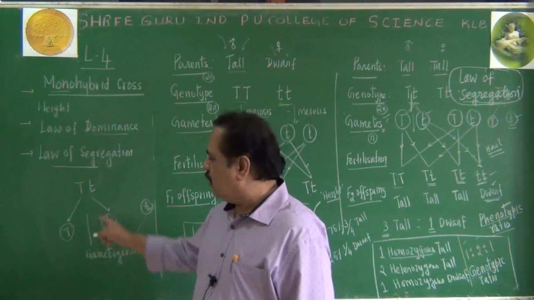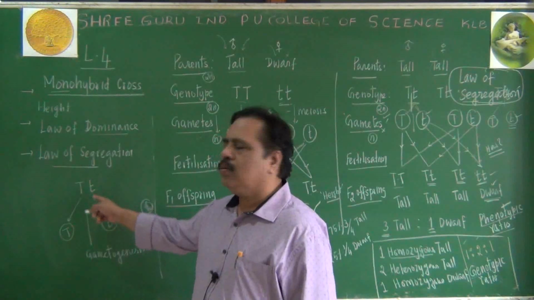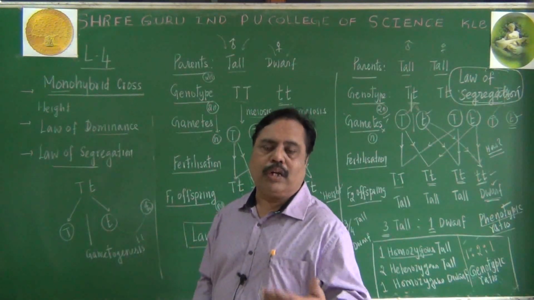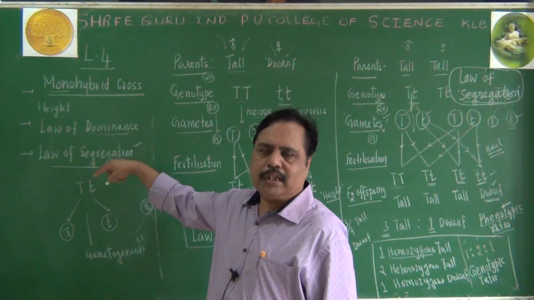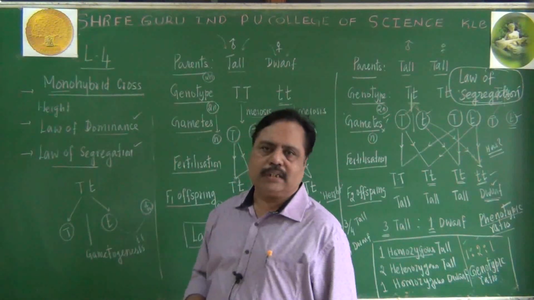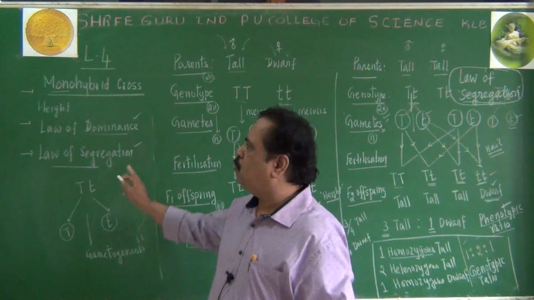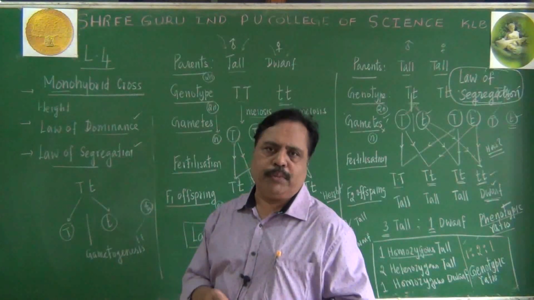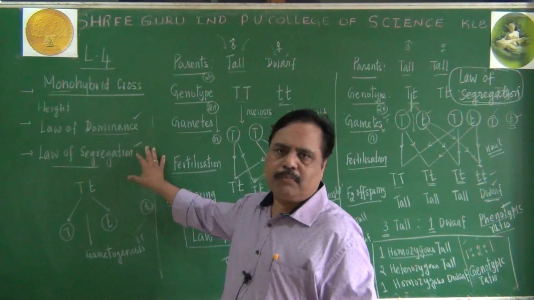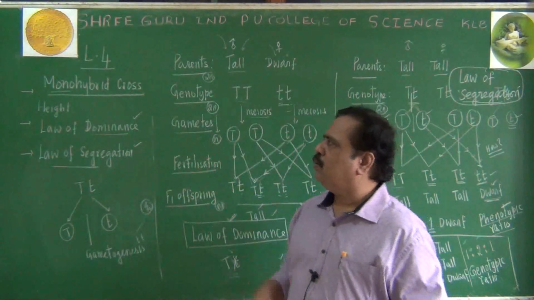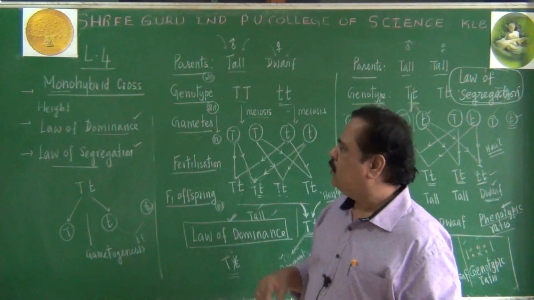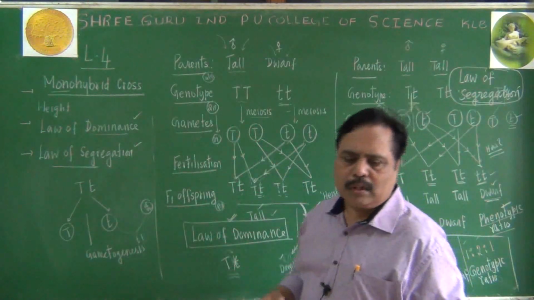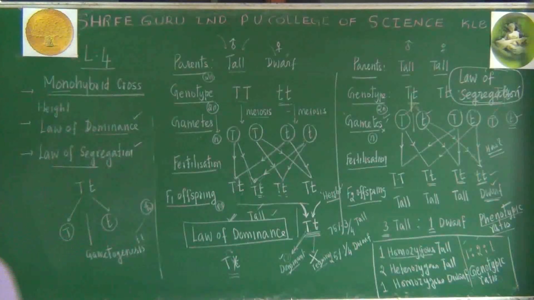Are you getting this point? If there is no separation, there is no chance for dwarfness to appear. So how did dwarfness reappear? Because of segregation. Why did dwarfness not appear in the F1 generation? Because of dominance. These are the two major laws proposed by Mendel based on his monohybrid cross. With this, let me stop today's class. We shall continue the remaining points about Mendel in the remaining classes. Okay. Thank you. Just try to remember these steps and work out. Let us continue later. Thank you.